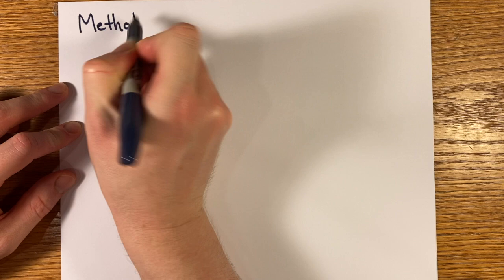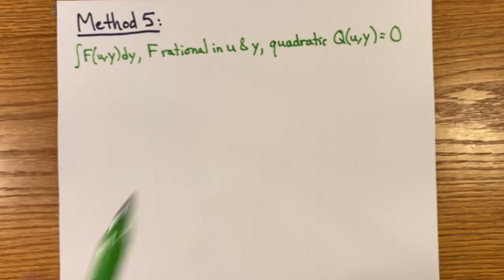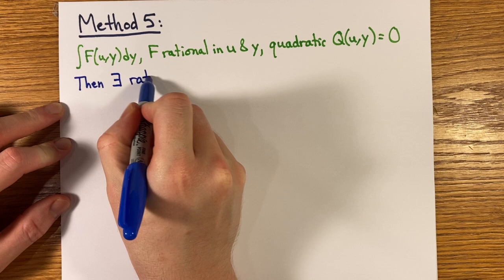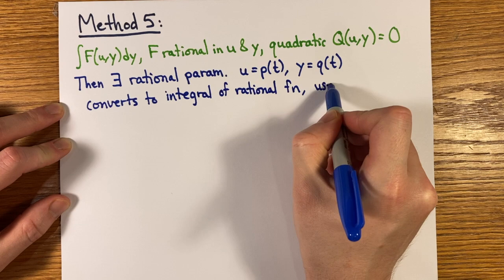And I'll talk about one more method, adopting a perspective that wasn't around in the 17th century. In fact, for every integral where the integrand is a rational function of u and y, where u and y satisfy a quadratic polynomial, so they lie on a conic section, there exists a rational parameterization of the curve, which converts the integral into the integral of a rational function. And integrals of rational functions can always be integrated in principle by the method of partial fractions to result in rational functions plus logarithms plus arctangents.